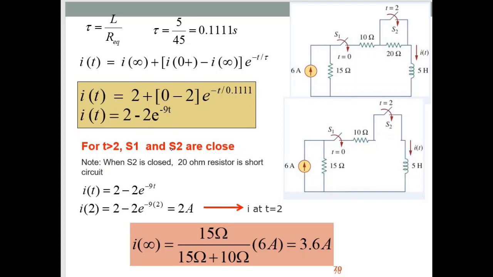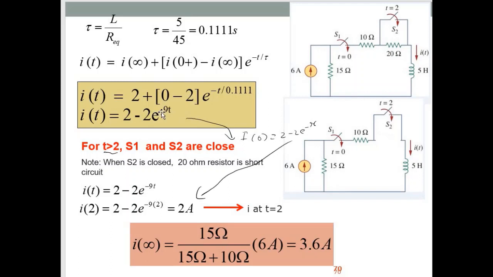So remember, starting from here, when t is more than 2, the inductor now has a value. What is the value for the inductor? For this S2, bring back the value here. So continue. The inductor current, this is I naught, the initial condition for this time interval, not 2.